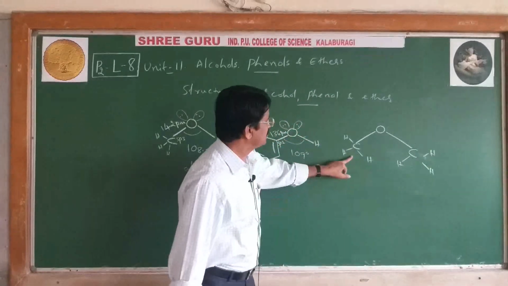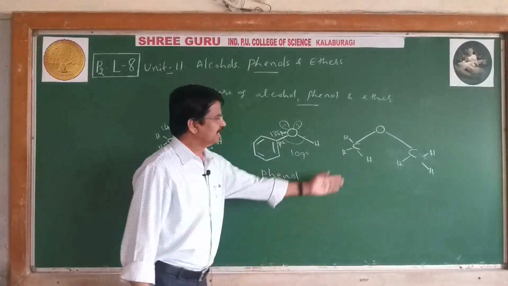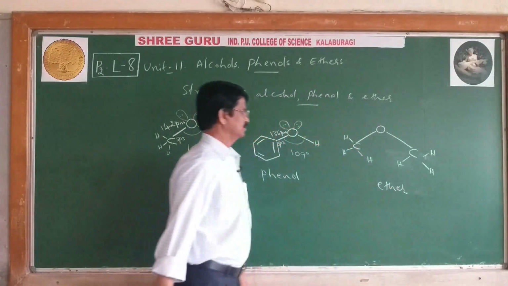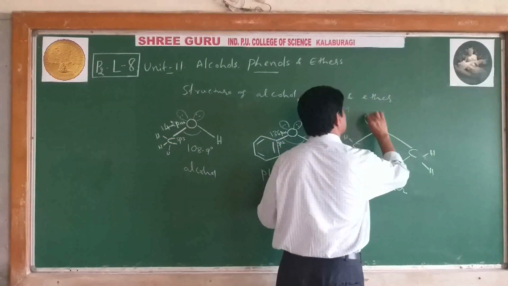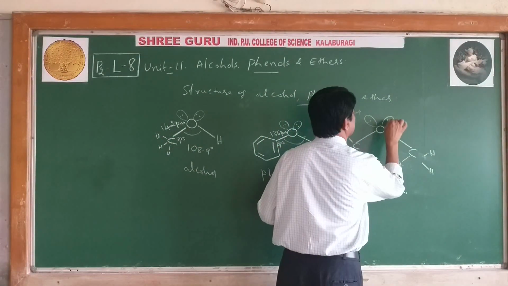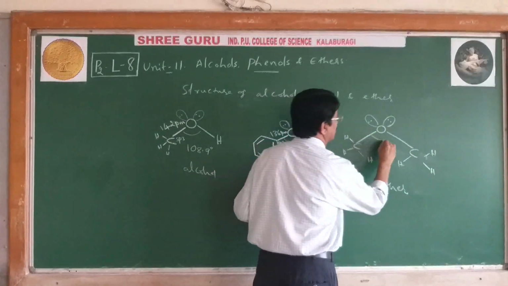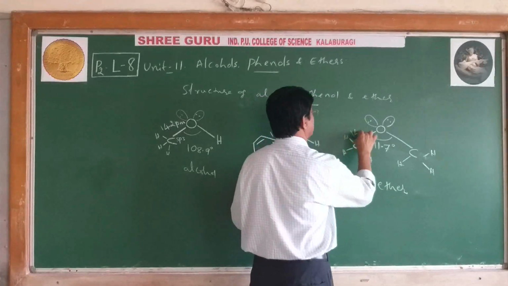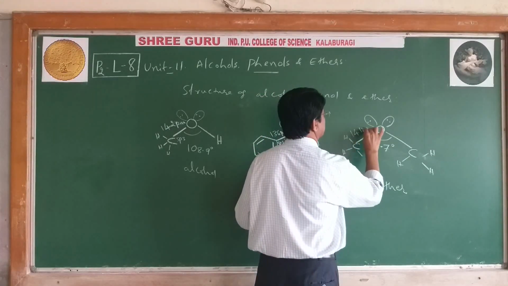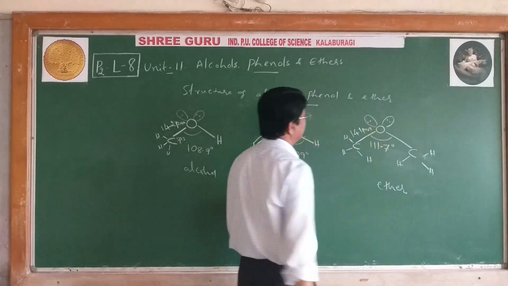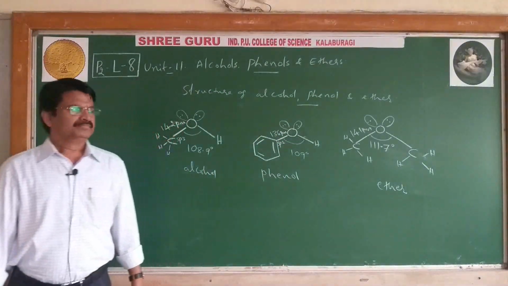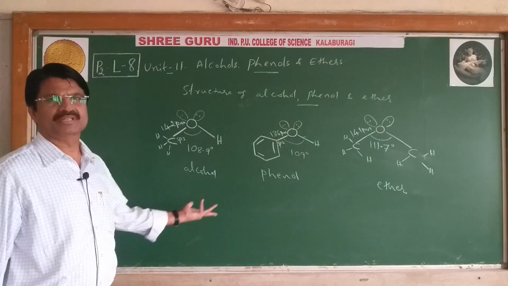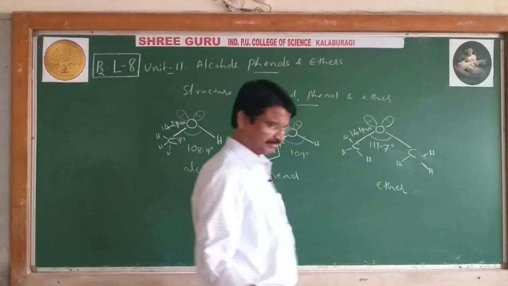CH3OCH3, dimethyl ether. This is dimethyl ether, right? This compound belongs to ether series. And here also the bond angle, and here 141 picometer. Again, these also you may get in 1 mark questions or even in CET papers or in competitive exams.